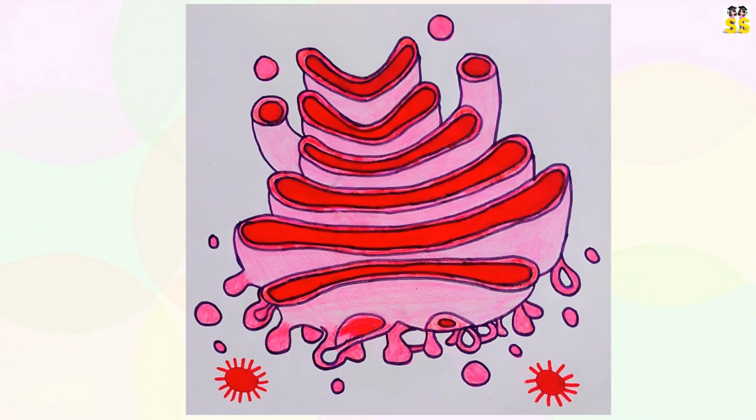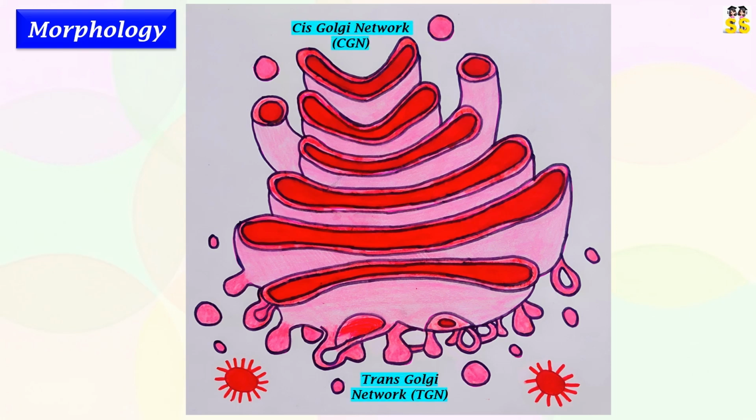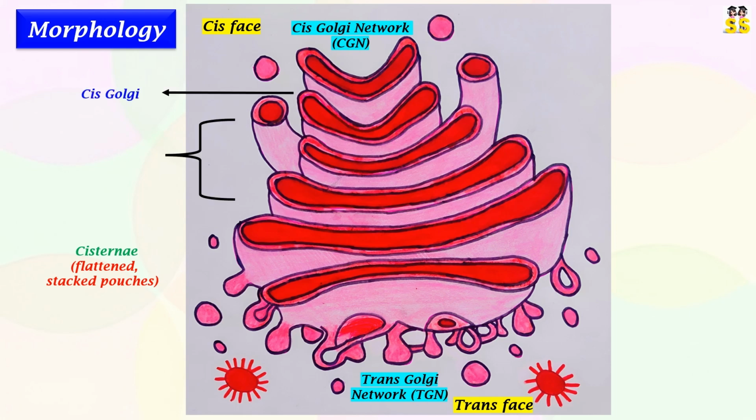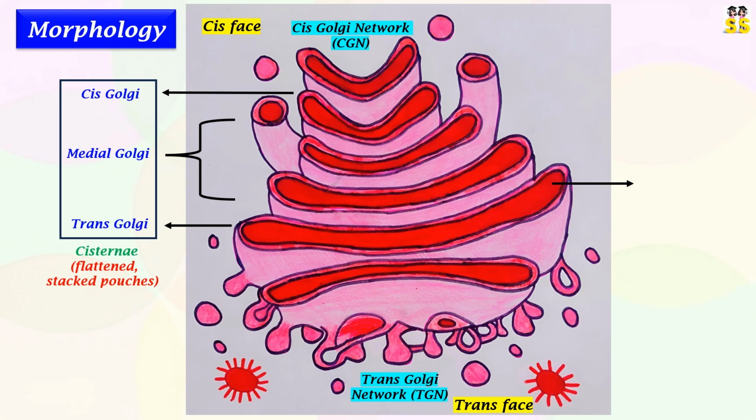Now, let's take a moment to learn about the morphology of Golgi complex, with a simplified diagram shown here. The two compartments in the Golgi apparatus include cis-Golgi network and trans-Golgi network that are responsible for sorting proteins and lipids. The region nearest to the endoplasmic reticulum is called cis face, and the region farthest away from the endoplasmic reticulum is called trans face. The flattened, stacked pouches are called cisternae, which comprise cis-Golgi, medial Golgi, and trans-Golgi. The open space within the cisternae is called lumen or cisternal space.